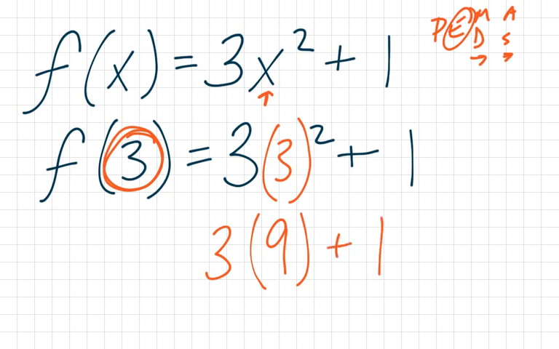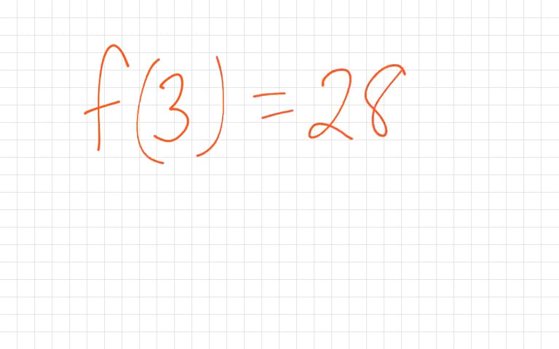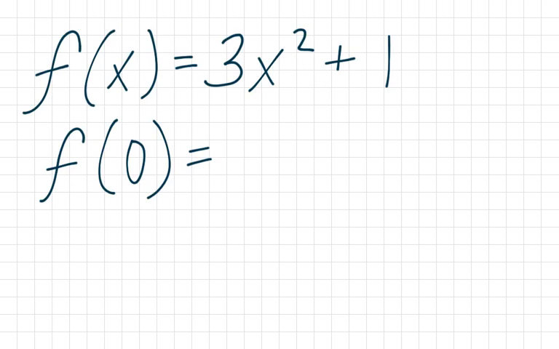And then we are going to multiply. 3 times 9 is 27. 27 plus 1, we end up getting 28. So we would say f of 3 equals 28. We can also do f of 0 and evaluate f of 0.